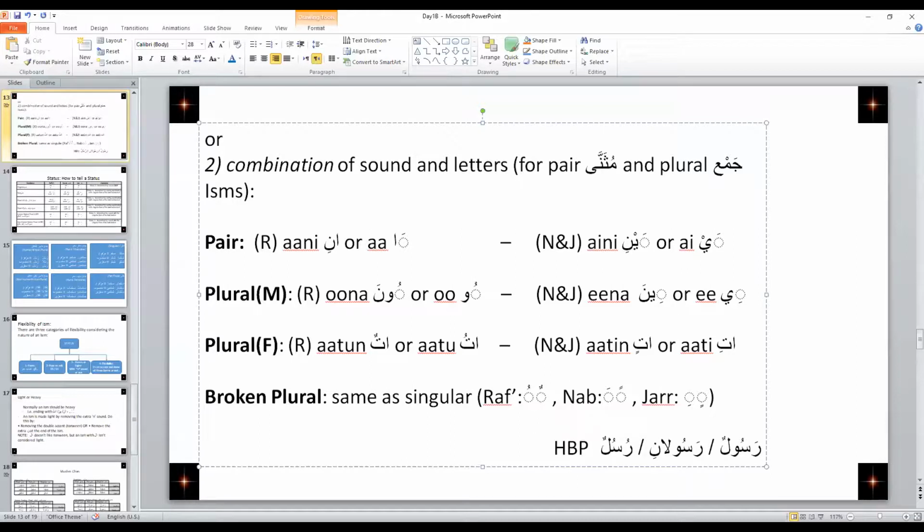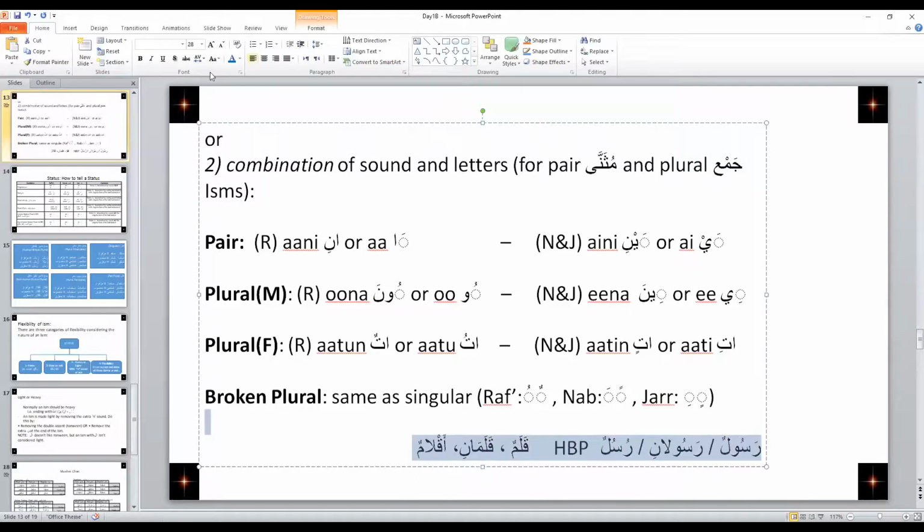Kalamun, sorry. Kalamun and kalamani and aklamun.